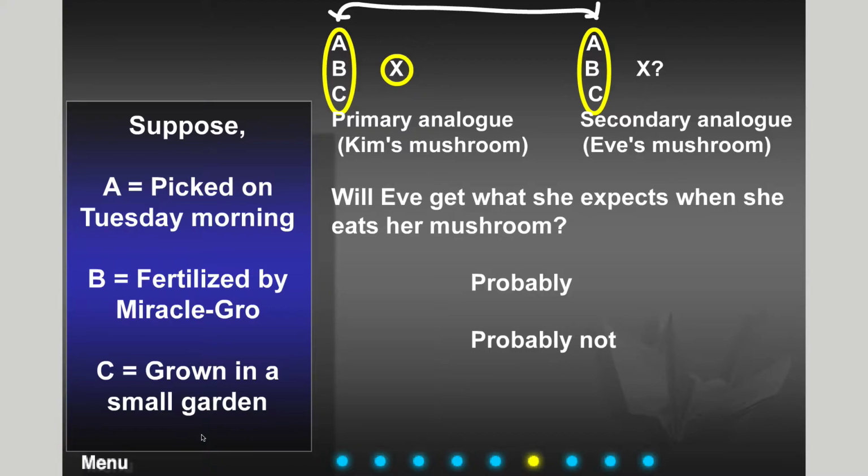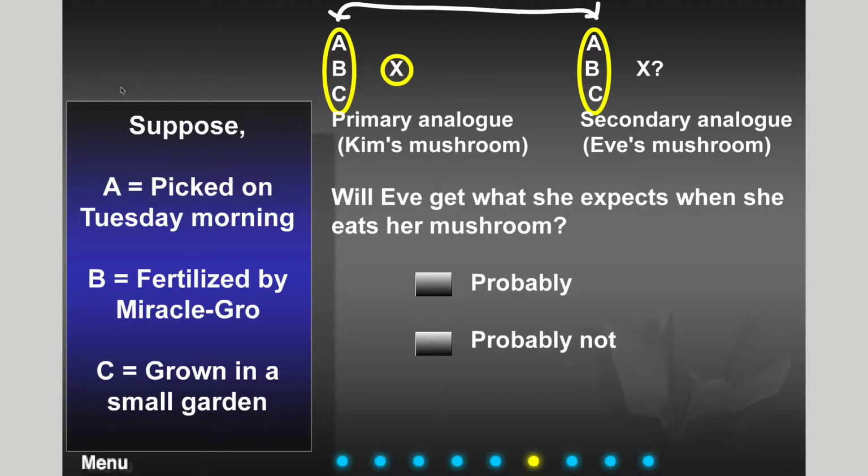Now, suppose it was picked on Tuesday morning, it was fertilized by Miracle-Gro, and grown in a small garden. These 3 things. Well, will she get what she expects when she eats the mushroom, that it's psychedelic? I can't believe they're using that as an example. Probably not. These 3 features are not relevant to whether something is psychedelic or not.